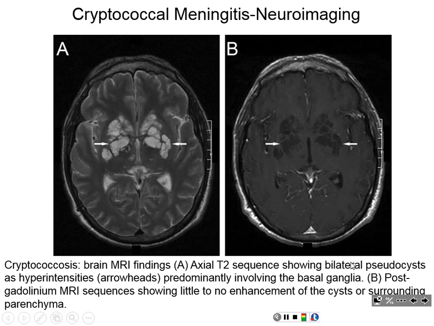By imaging, if we have encephalitis involvement rather than just meningitis, those soap bubble cysts are going to show up as hyperintensities on a T2 weighted MRI, but they're not going to have enhancement with gadolinium.